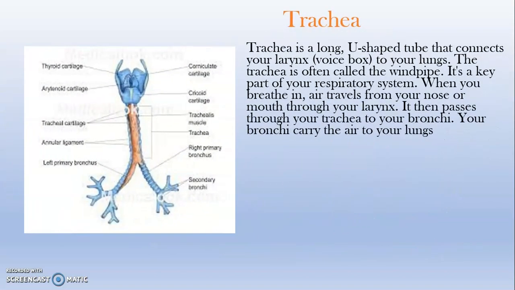The next organ is the trachea. The trachea is a long U-shaped tube that connects your larynx to your lungs. The trachea is often called the windpipe. It's a key part of your respiratory system. When you breathe in, air travels from your nose or mouth through your larynx. It then passes through your trachea to your bronchi. Your bronchi carry the air to your lungs.